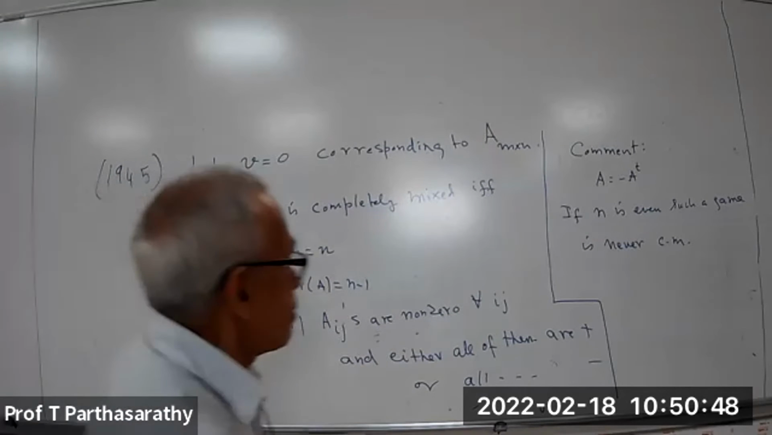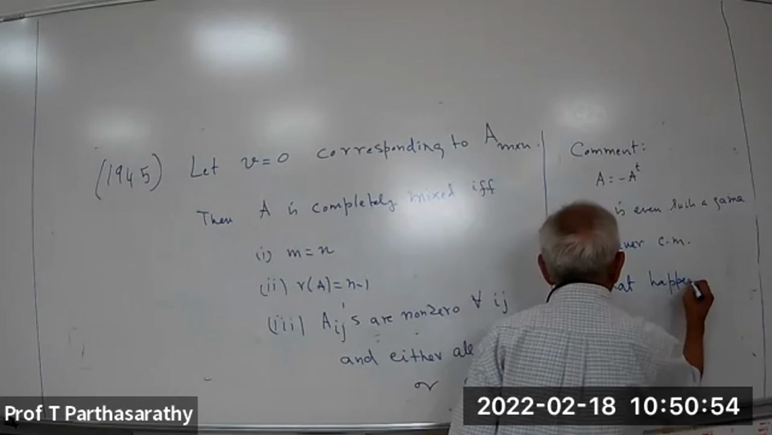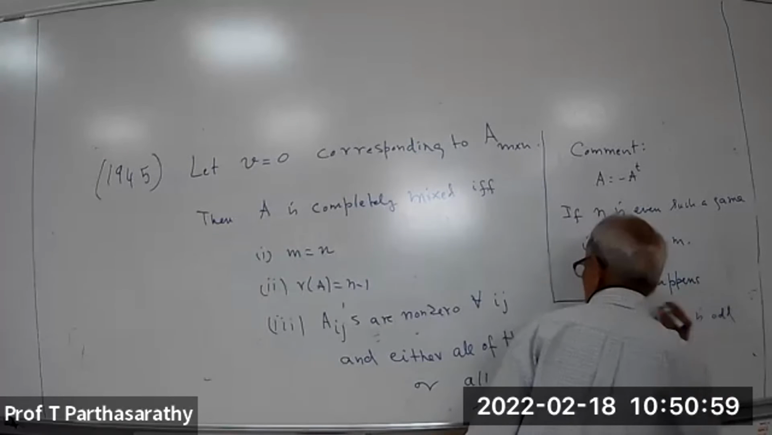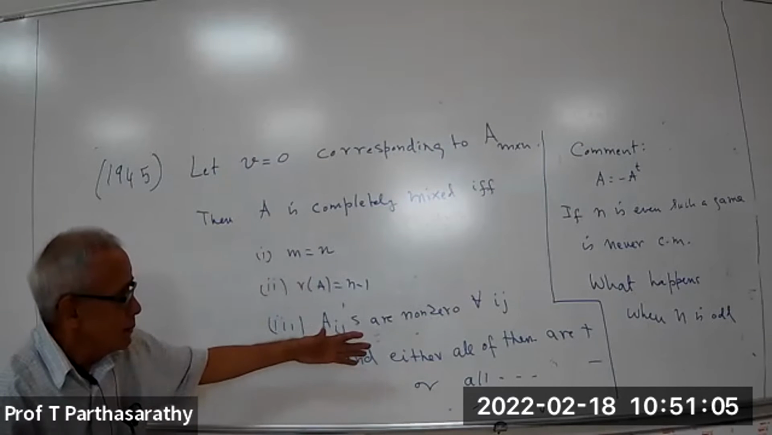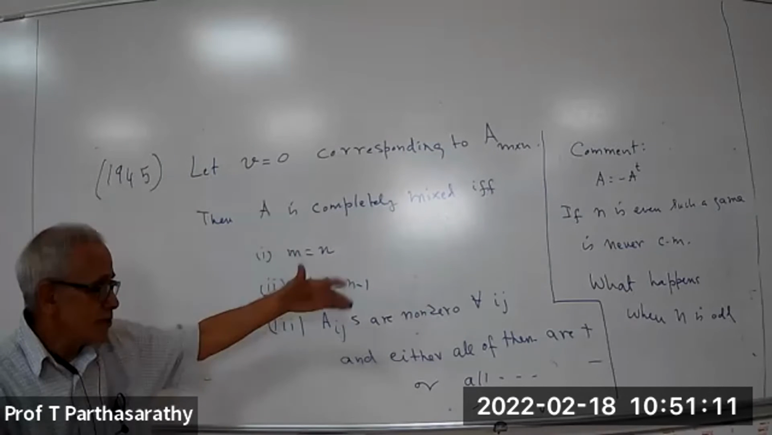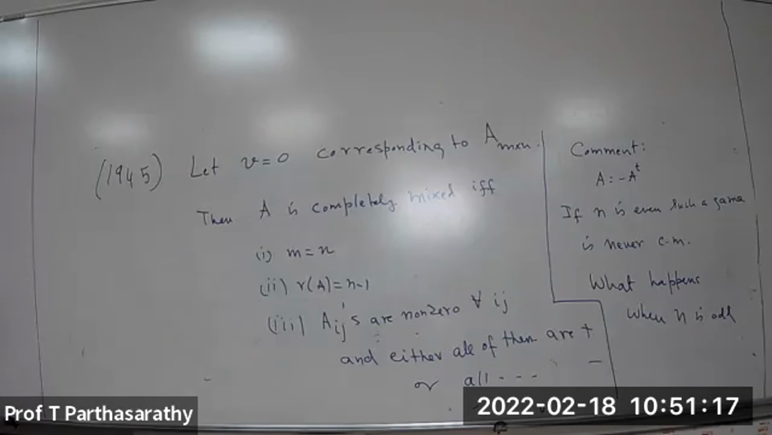He leaves this question open: what happens when n is odd? Of course, this result is there, but can you simplify it? That is, when can you say a skew symmetric matrix of odd order is completely mixed? Of course you can use this, but can you do it in a different framework? It does. And it's also very beautiful, especially for people who have the mathematics background, you will appreciate it better. He comes up with a brilliant idea.